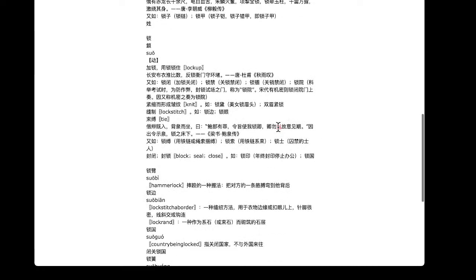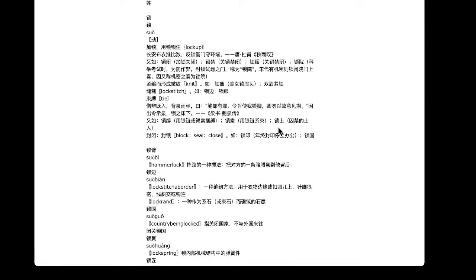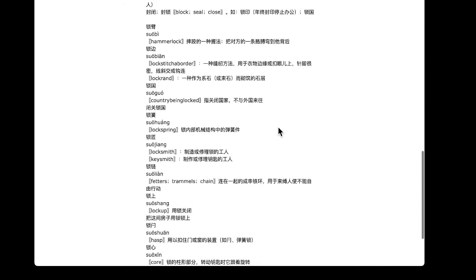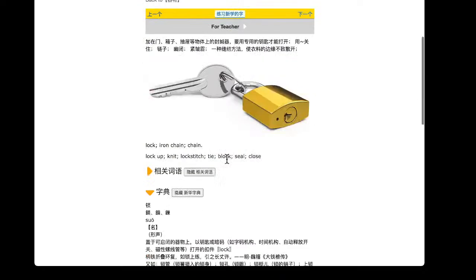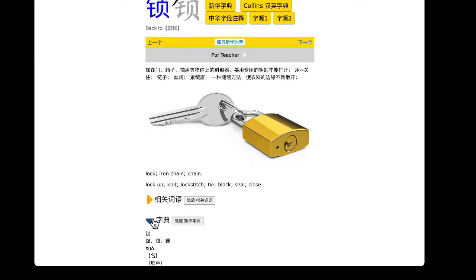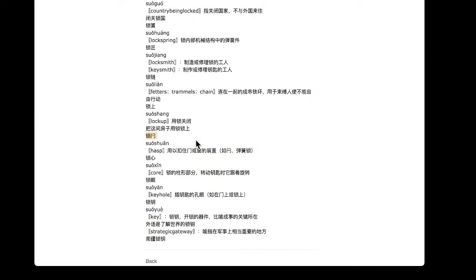手链 would be like a bracelet, or 项链 would be the kind that you wear around your neck, necklace, chain, as a decoration. But 锁链 would be the kind that's used for locking stuff up, because 锁 is lock. Fetters, trammels, chains. This one. Okay, we'll come back to that.